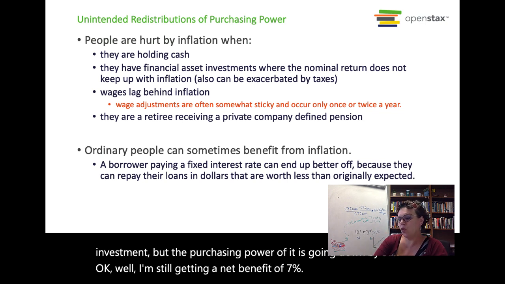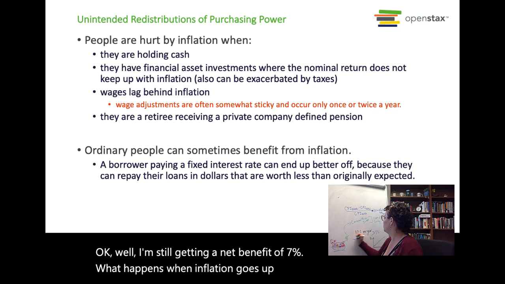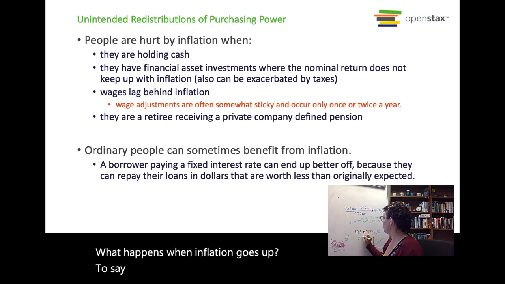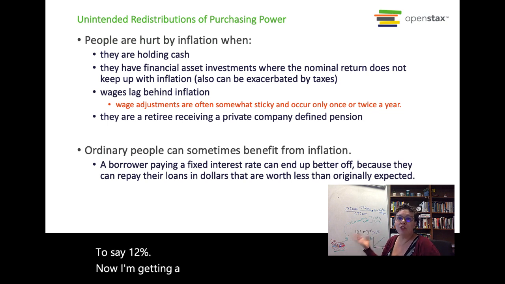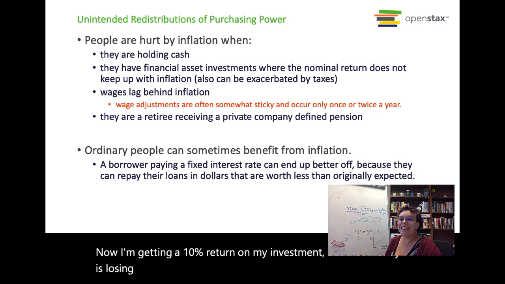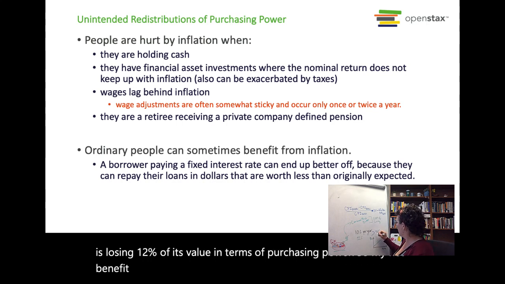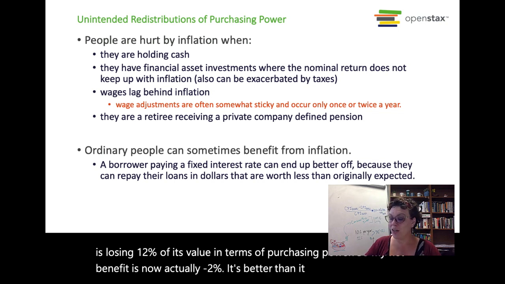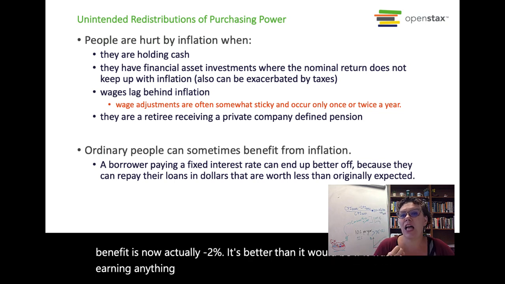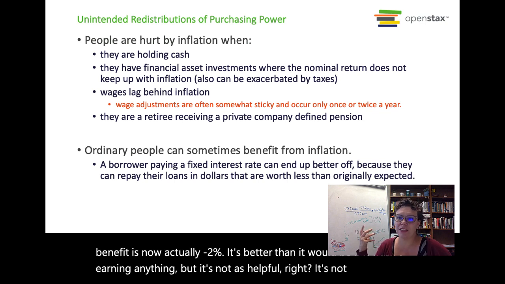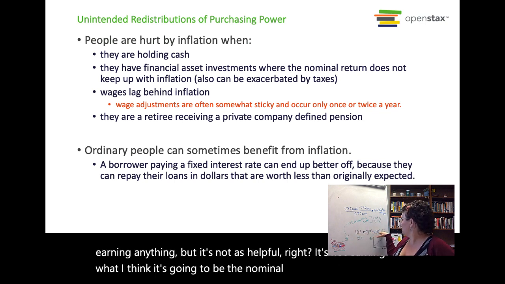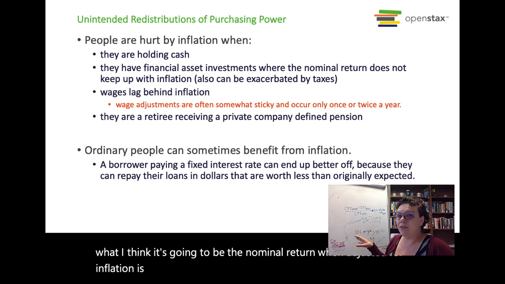What happens when inflation goes up to, say, 12%? Now I'm getting a 10% return on my investment, but that money is losing 12% of its value in terms of purchasing power. So my net benefit is now actually negative 2%. It's better than it would be if I wasn't earning anything, but it's not earning what I think it's going to be. The nominal return when adjusted for inflation is actually negative.